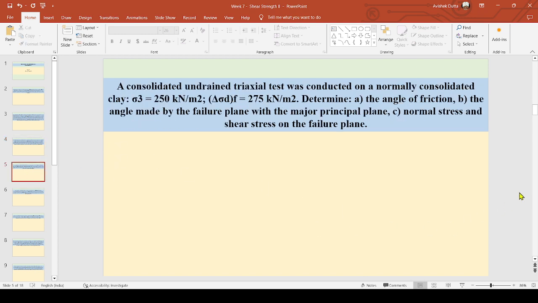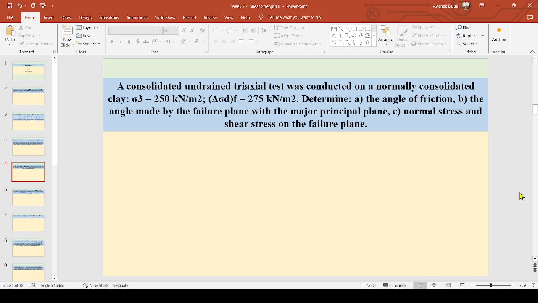A consolidated undrained triaxial test was conducted on a normally consolidated clay where sigma 3, that is the cell pressure, equals 250 kN/m², and the deviator stress at failure, delta sigma d, is 275 kN/m². Determine, in part A, the angle of friction; part B, the angle made by the failure plane with the major principal plane; and part C, normal stress and shear stress on the failure plane.